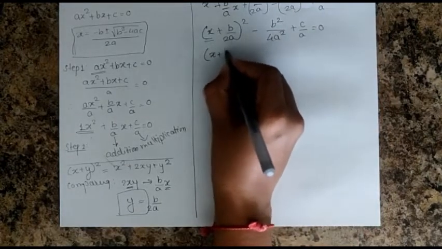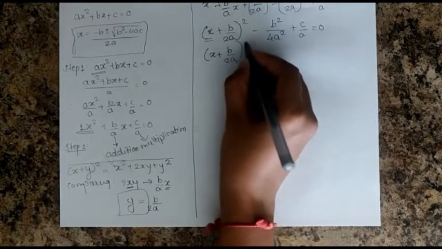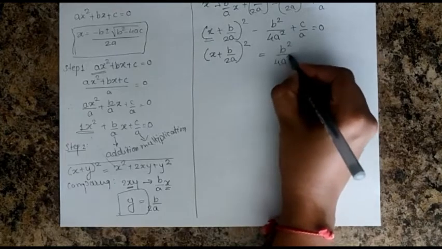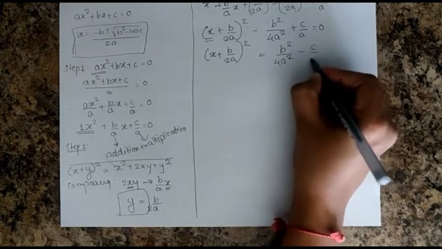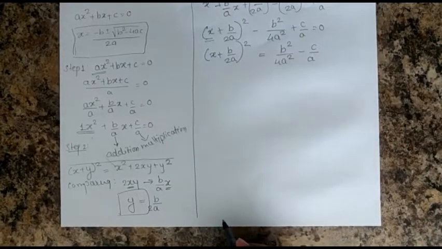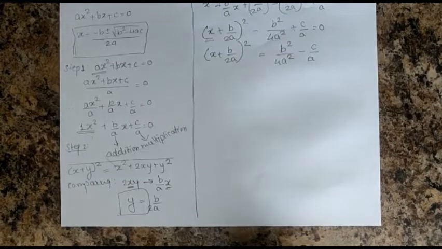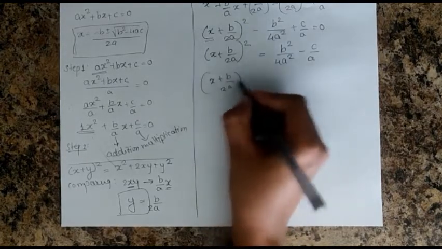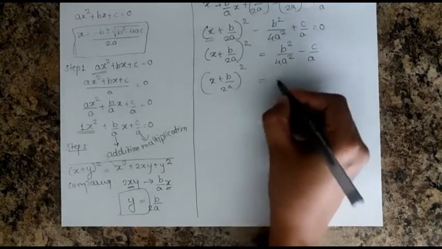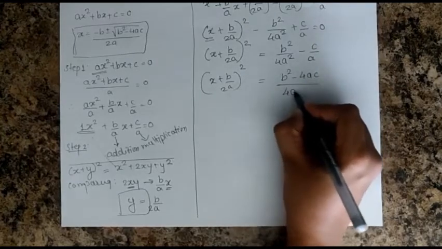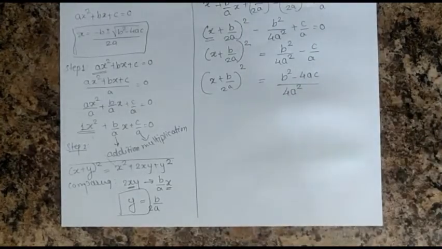So we need to find the value of x. To find the value of x, we need to keep x alone, so x plus b upon 2a bracket square will be equal to b square upon 4a square minus c upon a. So what we'll do is, we'll make the denominator same. So it will become x plus b upon 2a bracket square equal to b square minus 4ac upon 4a square.